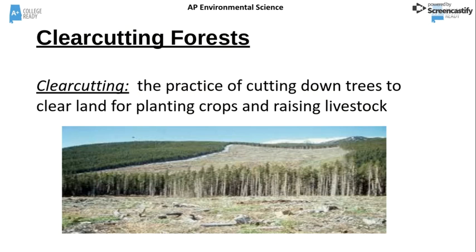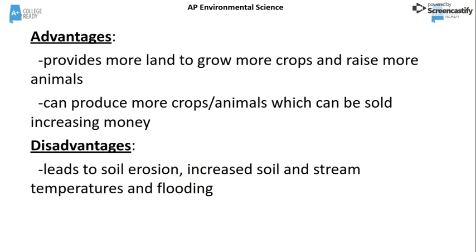Clearcutting forests is the practice of cutting down trees to clear land for planting crops and raising livestock. Advantages of clearcutting forests include providing more land to grow more crops and raising more animals, and it can provide more crops and animals which can be sold, increasing money. Disadvantages include soil erosion, increased soil and stream temperatures, and flooding.